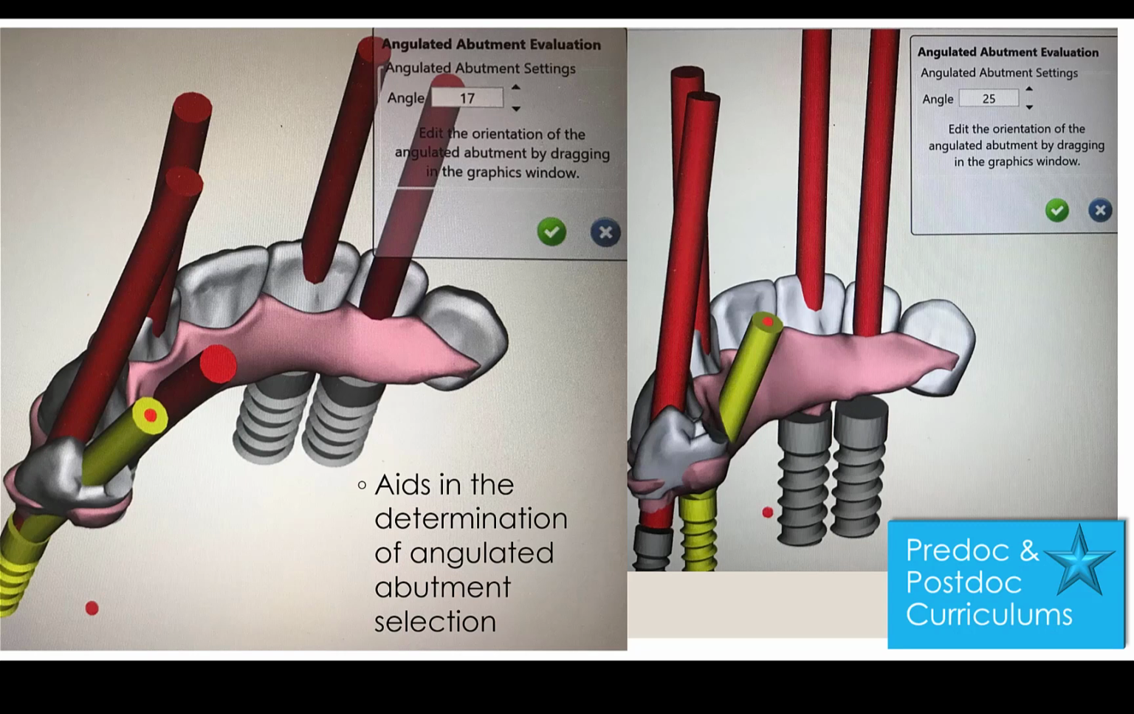There is also a module within PDC that allows you to select the appropriate angulated abutment that supports your prosthesis design aesthetically and biomechanically. A 17-degree and a 25-degree option is displayed, and this demonstrates how it helps in the process of ordering components. This area is useful to teach in pre- and postdoc curriculums as well.